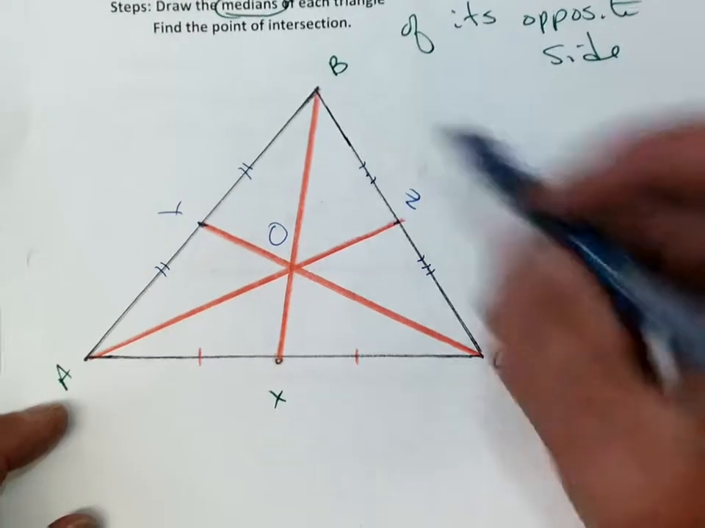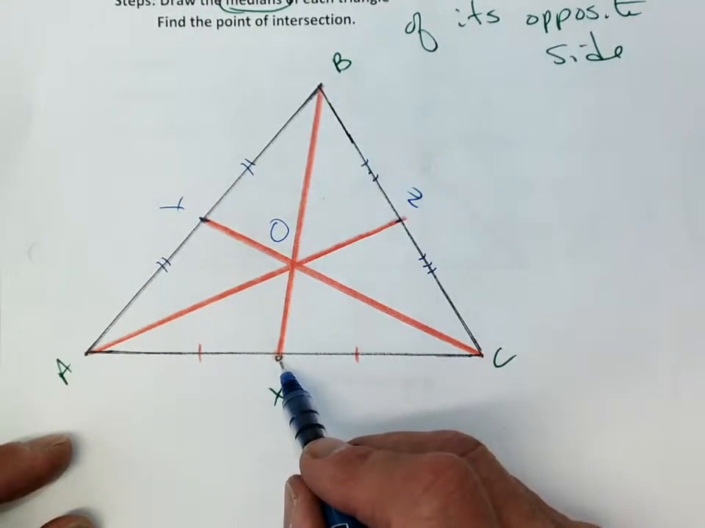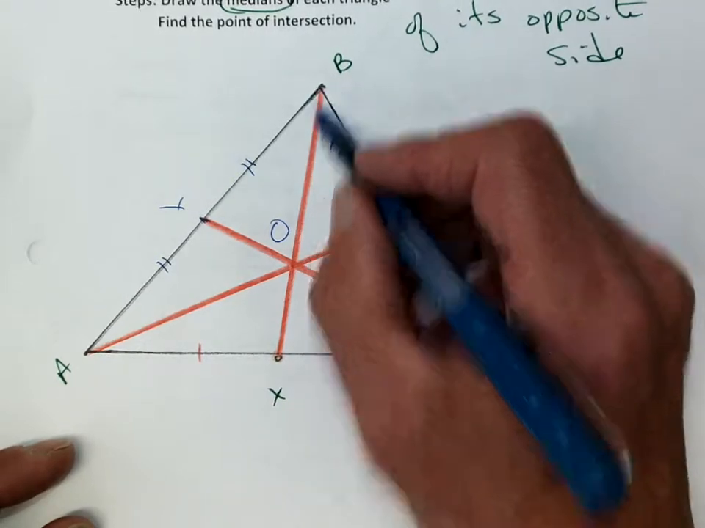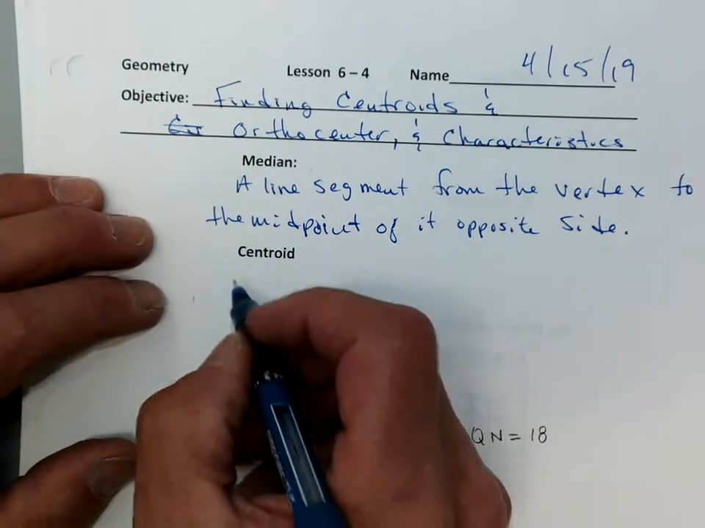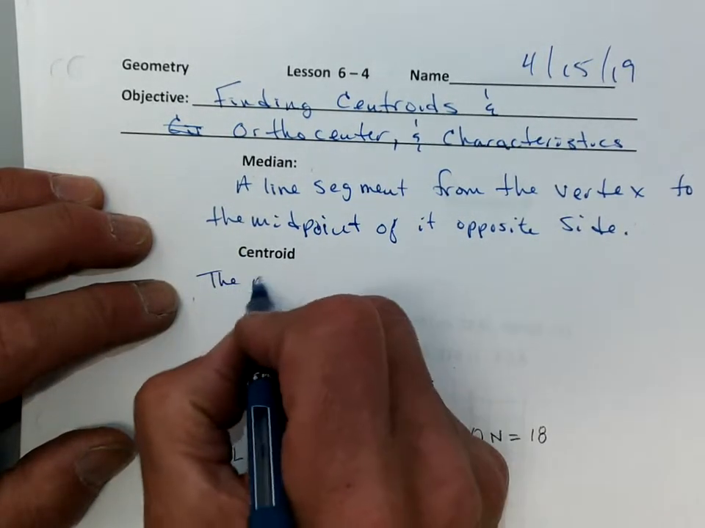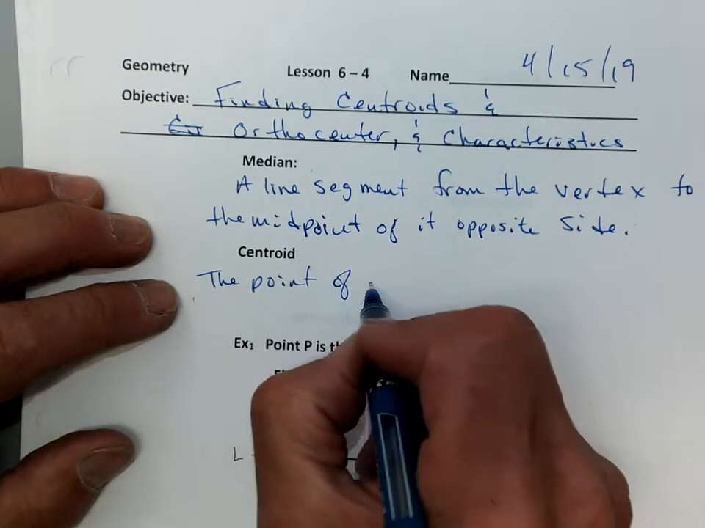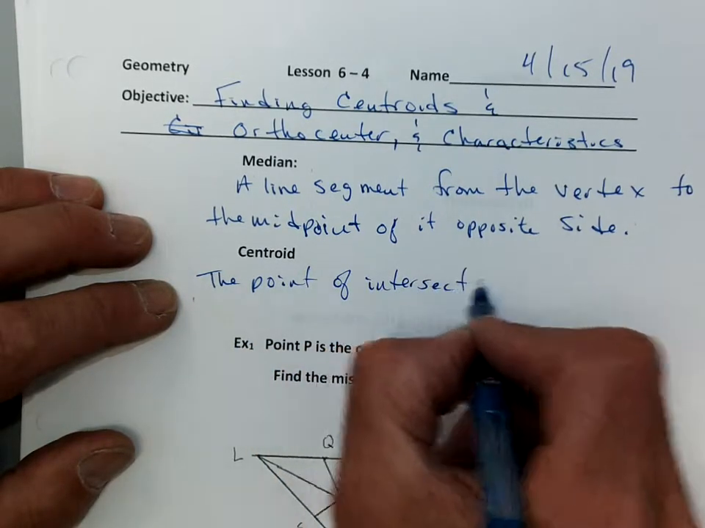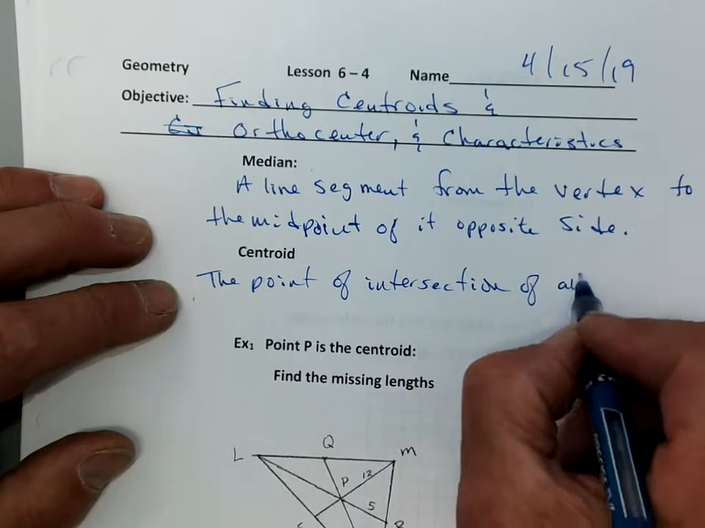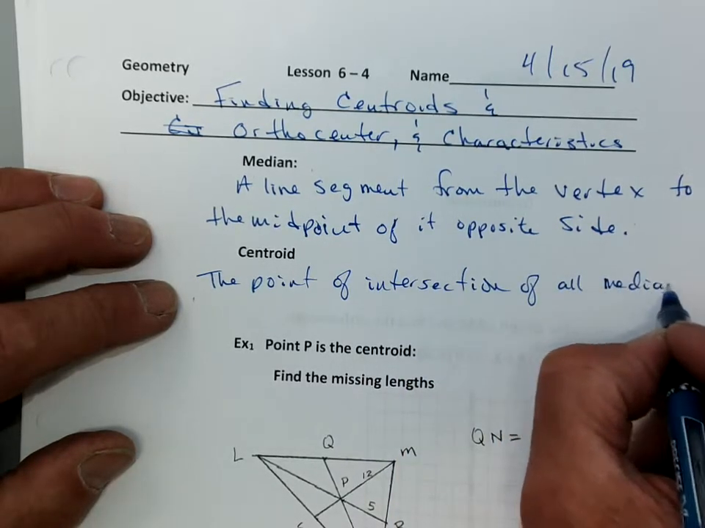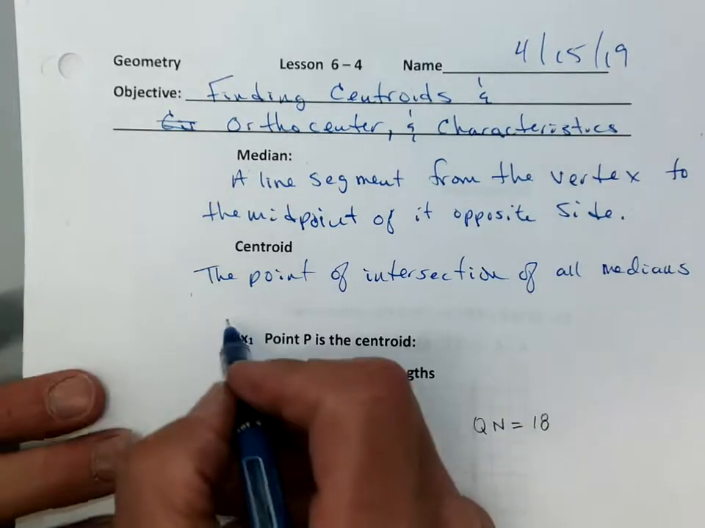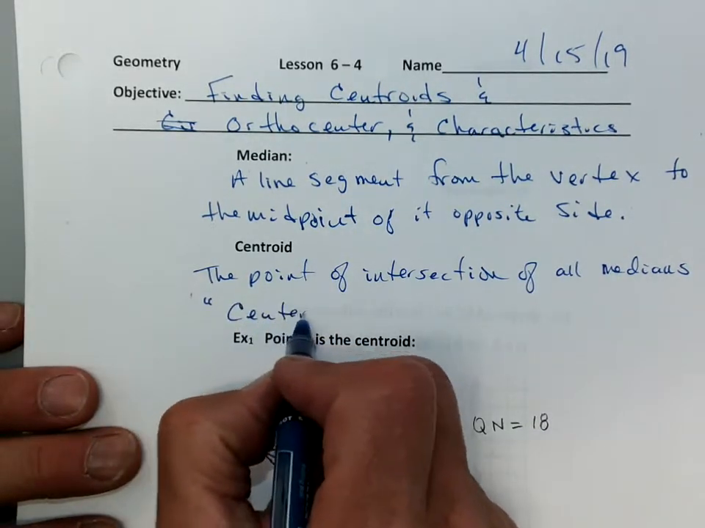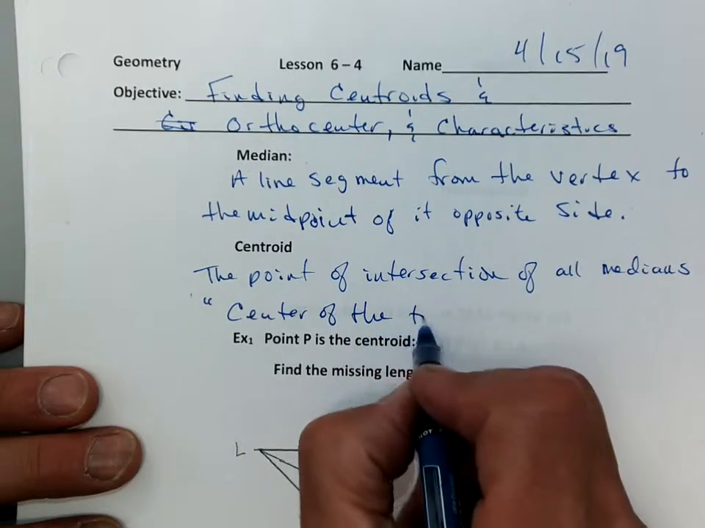So we did one here, vertex, midpoint of the opposite side, right? Okay, so it's from the vertex to the midpoint of the opposite side. That's a median. And the centroid is simply the point of intersection of all medians. Okay? It's also the center of the triangle. That's why they call it the centroid.